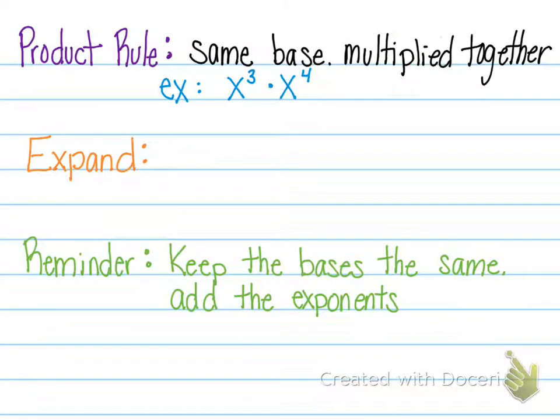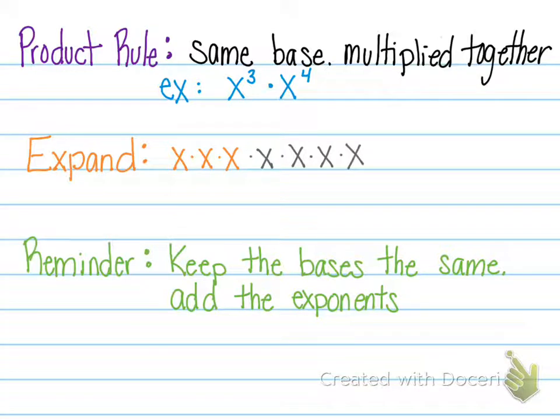Taking a look at the product rule. When you're using the product rule, you're going to have the same base and they're going to be multiplied together. So if you take a look at our first example, we have x to the 3rd times x to the 4th. Now what this means is if I were to expand it, I have x times x times x, that's x to the 3rd. And then if I take that x to the 4th, I have x times x times x times x.